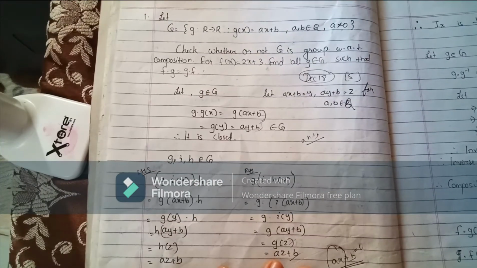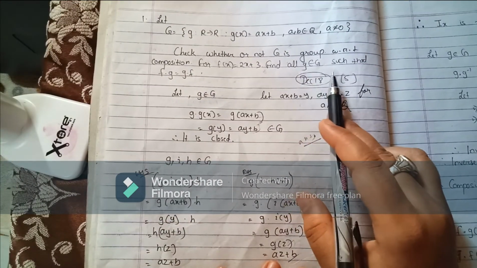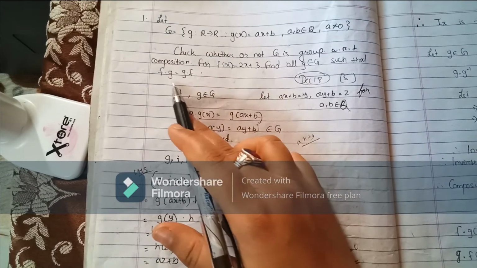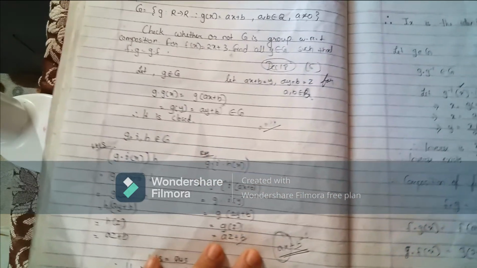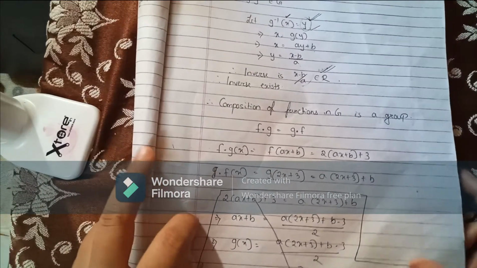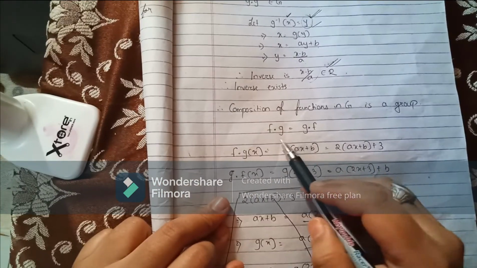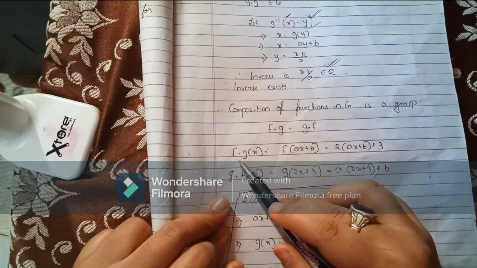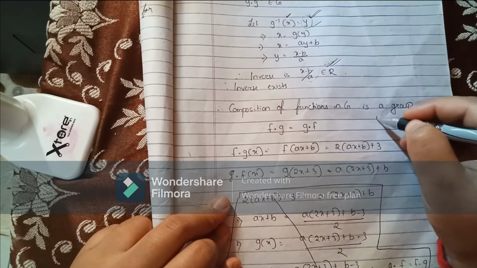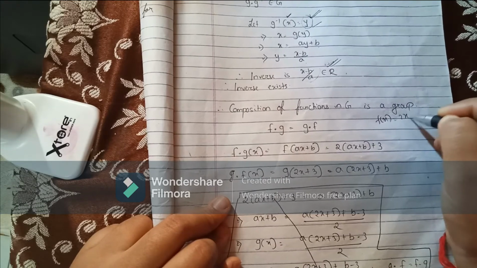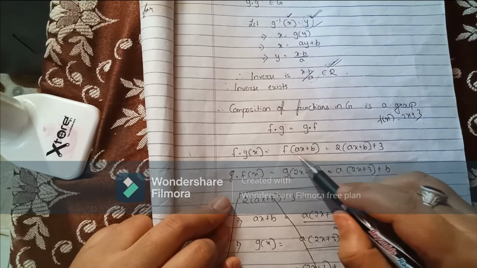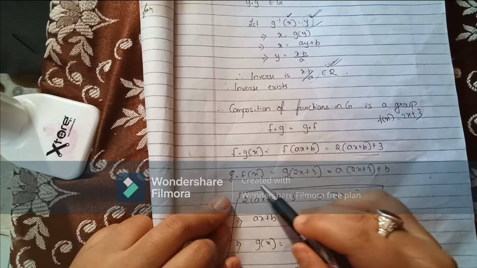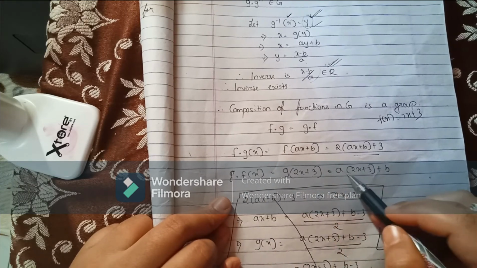Now the next question is saying find all g belonging to capital G such that f of g is equal to g of f. That means these two are commutative to each other. Now what does it mean? This means these two are commutative. Now f of g of x means x plus b. Now f of x has been given, and f of x equals 2x plus 3. So for f, this much will come. For g, this much will come.